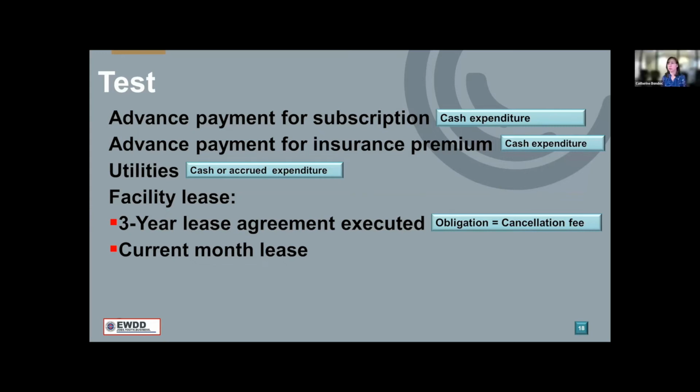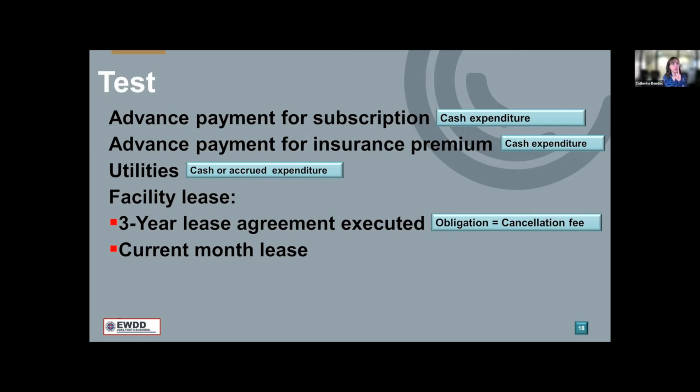Not the entire 3 years though. This is where you have to be careful. It's a 3-year lease agreement. The only part of it that you should report as obligation is the cancellation fee, if any. Chances are there will be. So if at any point you cancel, when you executed that lease, you are required to pay that cancellation fee. That cancellation fee is what you report as obligation.